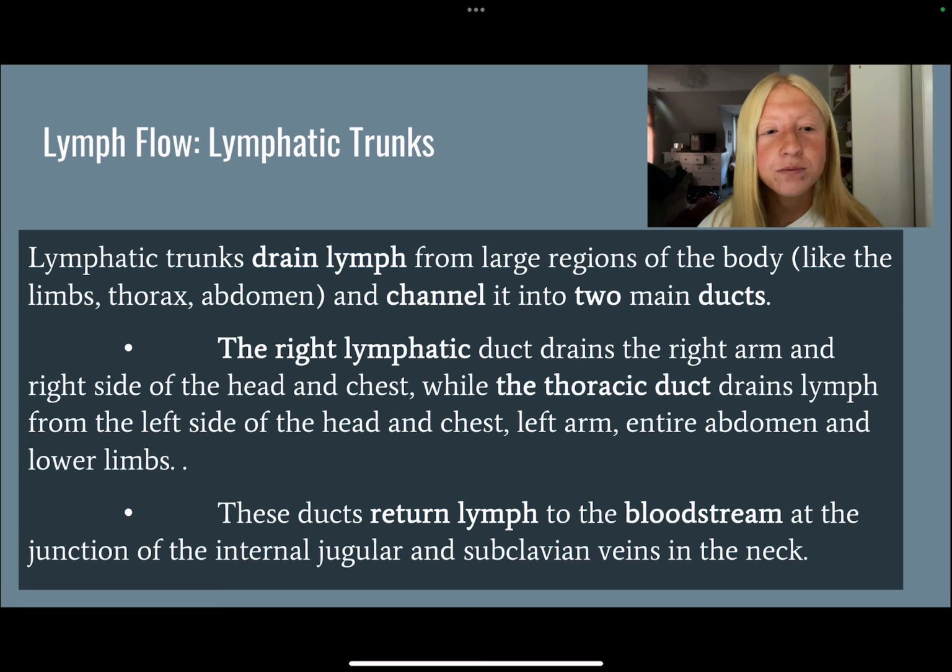Lymphatic trunks. Lymphatic trunks drain lymph from large regions of the body like the limbs, thorax, and abdomen, and they channel it into two main ducts. The right lymphatic duct drains the right arm and right side of the head and chest, while the thoracic duct drains lymph from the left side of the head, chest, left arm, and the entire abdomen and lower limbs. These ducts return lymph to the bloodstream at the junction of the internal jugular and the subclavian veins in the neck.